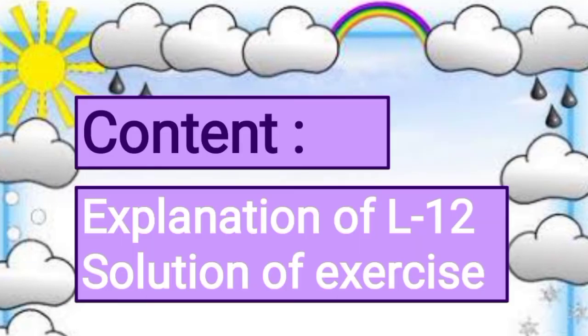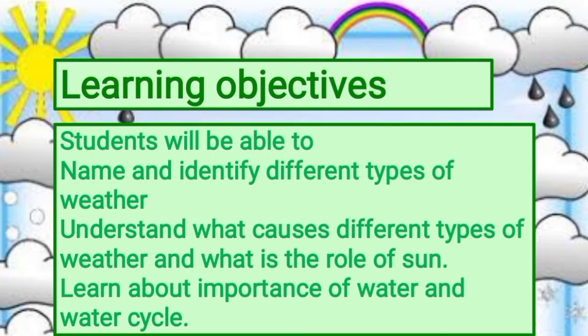Today we will understand lesson 12, Air, Water and Weather, and will solve the exercise of lesson 12. This lesson will help you to name and identify different types of weather, to understand what causes different types of weather and what the role of the sun is, and to learn about the importance of water and the water cycle.